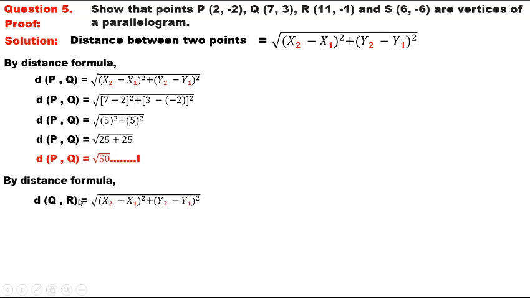By distance formula we get the distance between Q and R is equal to under root of (11 minus 7) square plus (minus 1 minus 3) square.